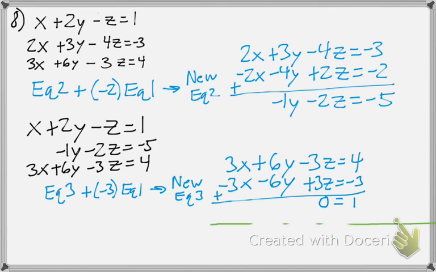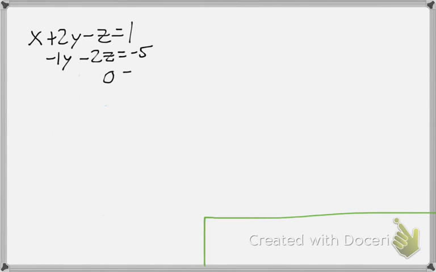So if I update my system, because we're supposed to update the system, this is going to be x plus 2y minus z is equal to 1, negative 1y minus 2z is equal to negative 5, and then 0 is equal to 1. So because this is a false statement, that means that there is no solution.